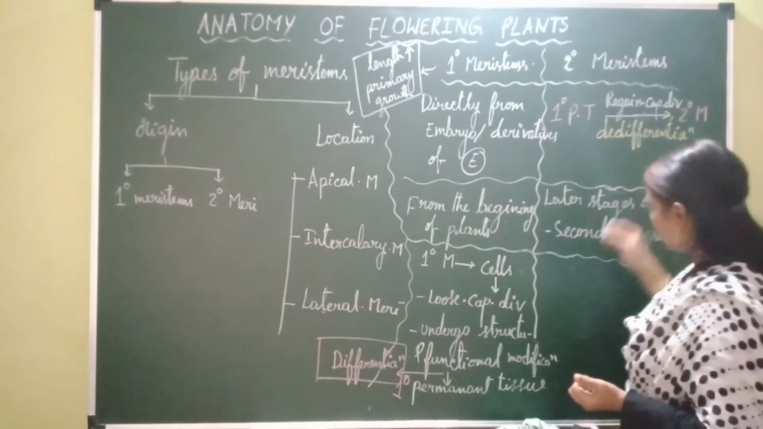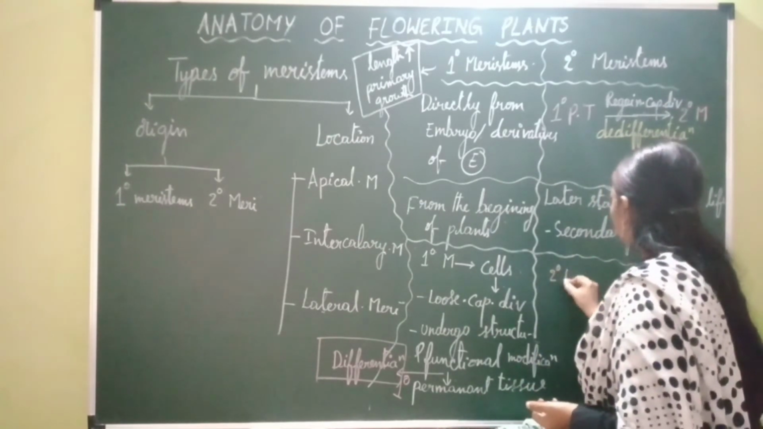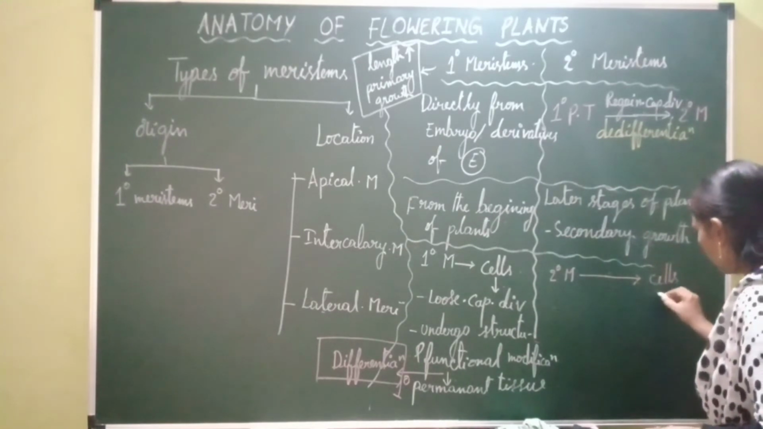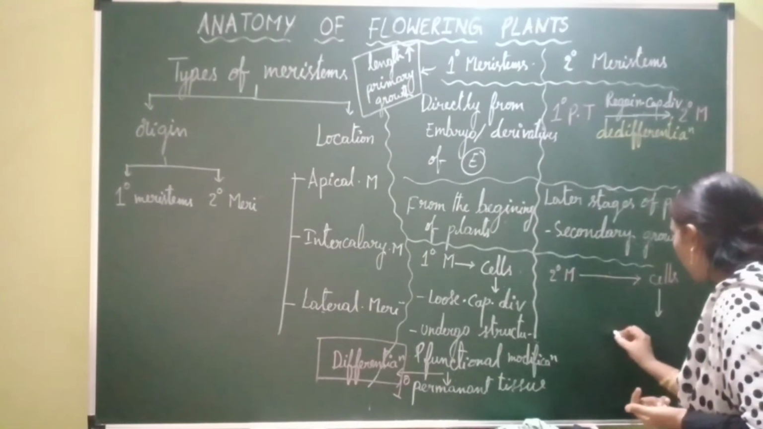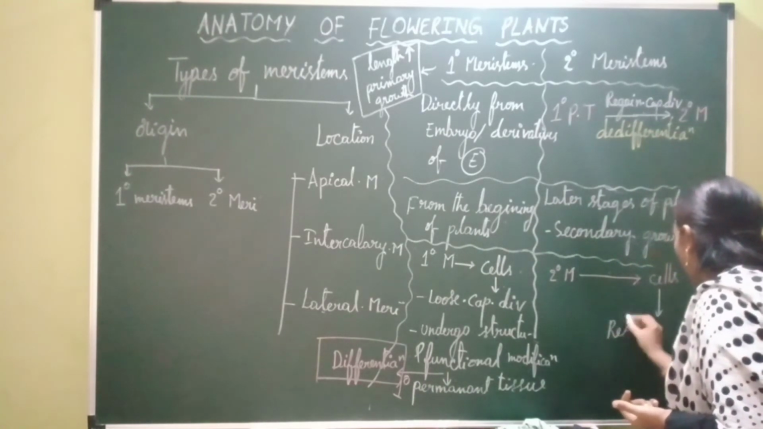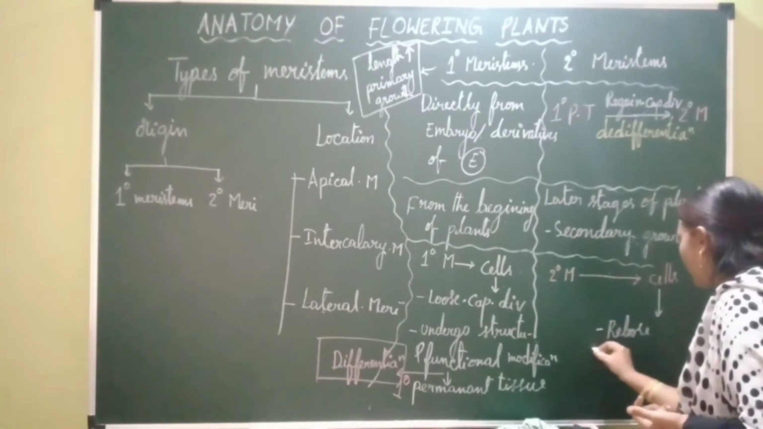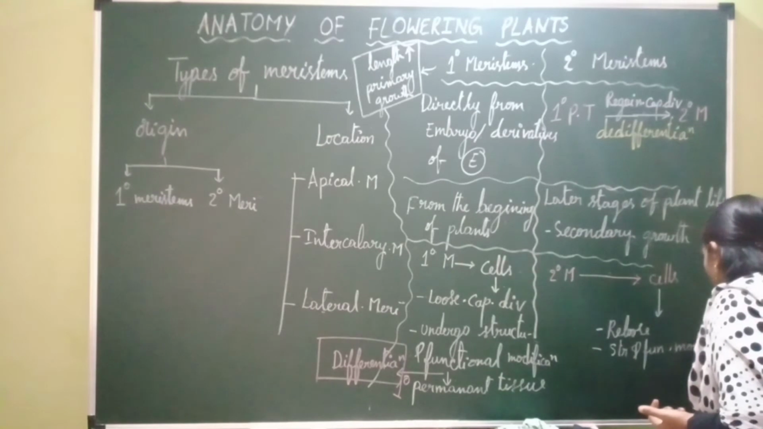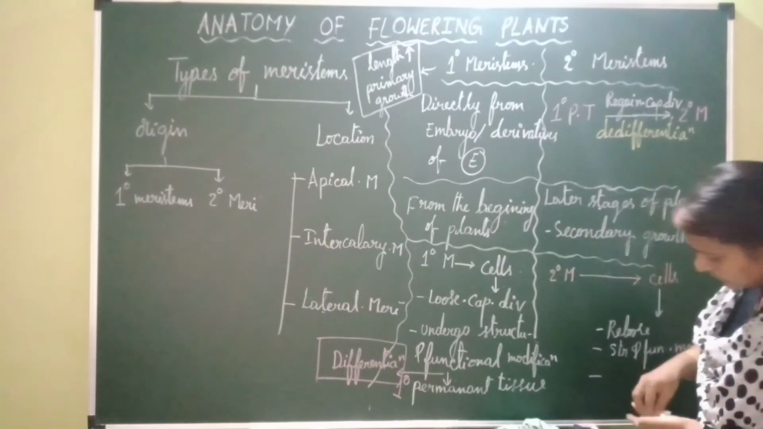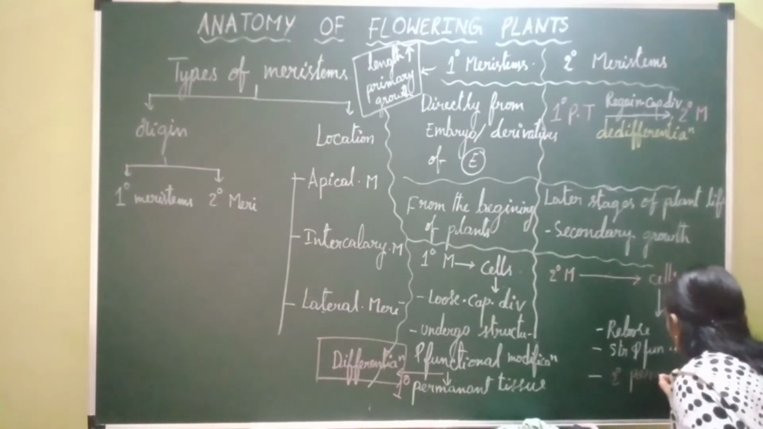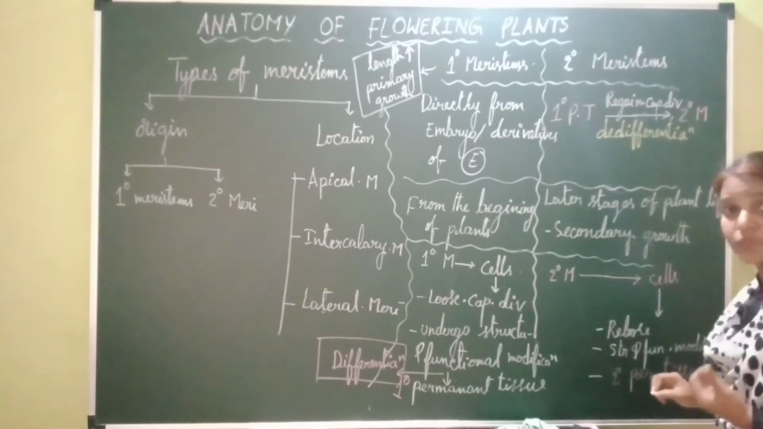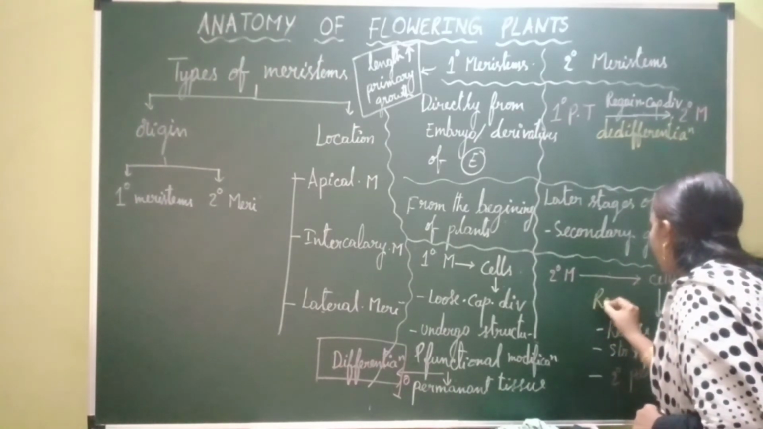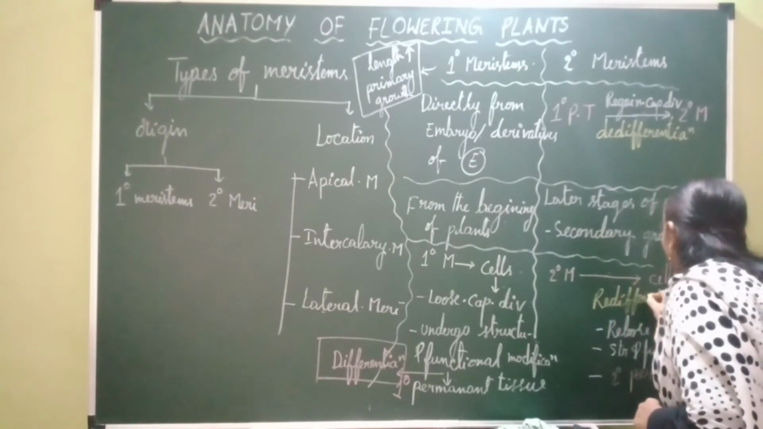Okay, now what we discussed, the cells which are formed from secondary meristem. Secondary meristem undergoes cell division. So the cells which are formed from the secondary meristem, what do they do? They lose the capacity of cell division again, undergo structural and functional modification, and get matured into secondary permanent tissue. So what is this process of formation of secondary permanent tissue called? It is called redifferentiation.